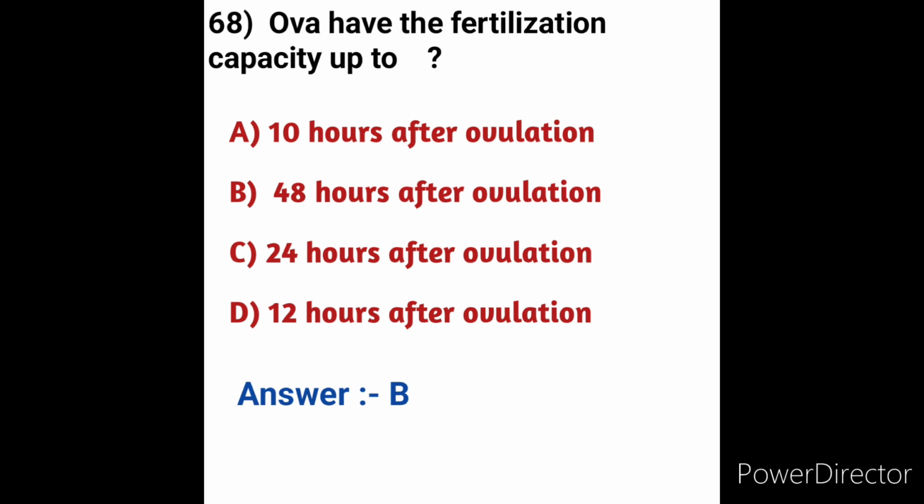Option A, 10 hours after ovulation. Option B, 48 hours after ovulation. Option C, 24 hours after ovulation. And option D, 12 hours after the ovulation. Ovulation is when an egg is released from an ovary. The ovulation period lasts for 12 to 48 hours.